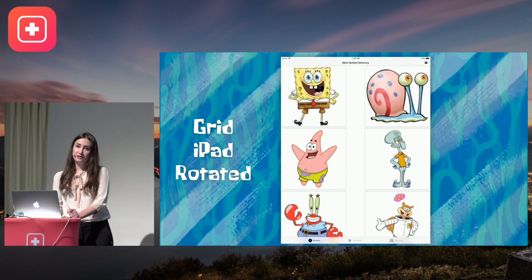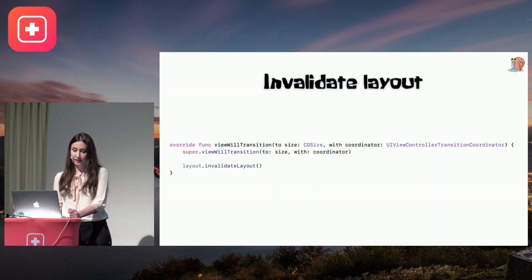So without doing anything else, when the iPad is rotated, instead of the 3 columns that we expect, we only have 2. And this is because the size for the items is preserved, and we have not invalidated the layout. So we need to invalidate the layout. We'll do it in view will transition to size. This is called whenever we rotate the screen or when we change a split view.